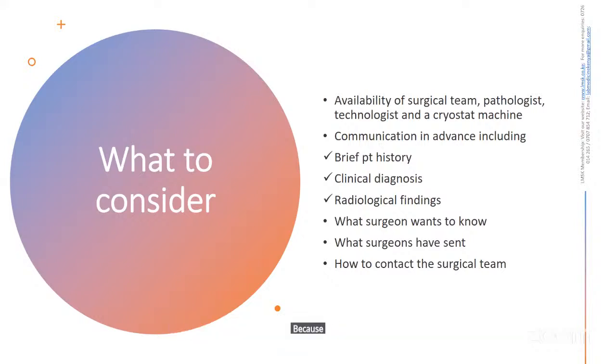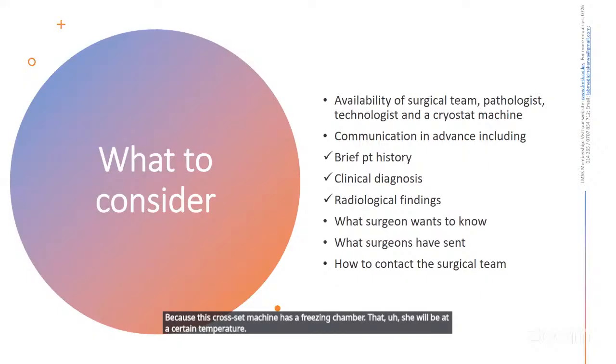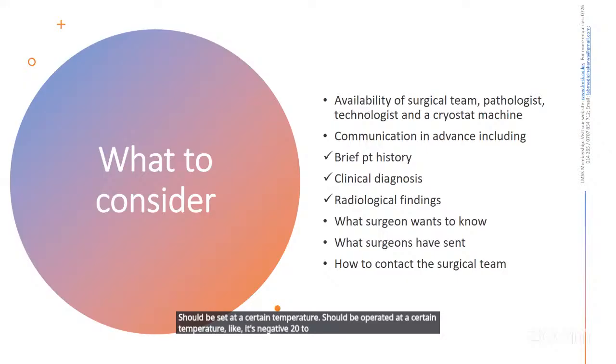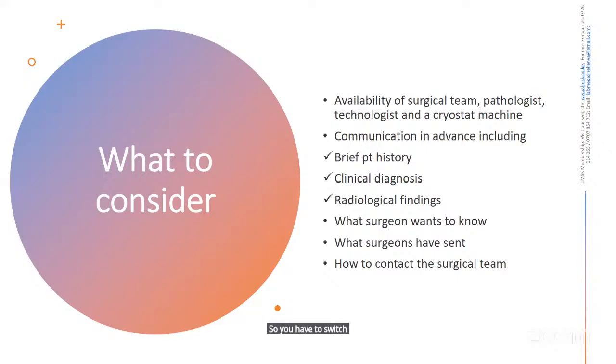Because this cryostat machine has a freezing chamber that should be set at a certain temperature. It should be operated at a certain temperature, like -20 to -30. So you have to switch the machine on in advance so that the machine can acclimatize to the temperature.